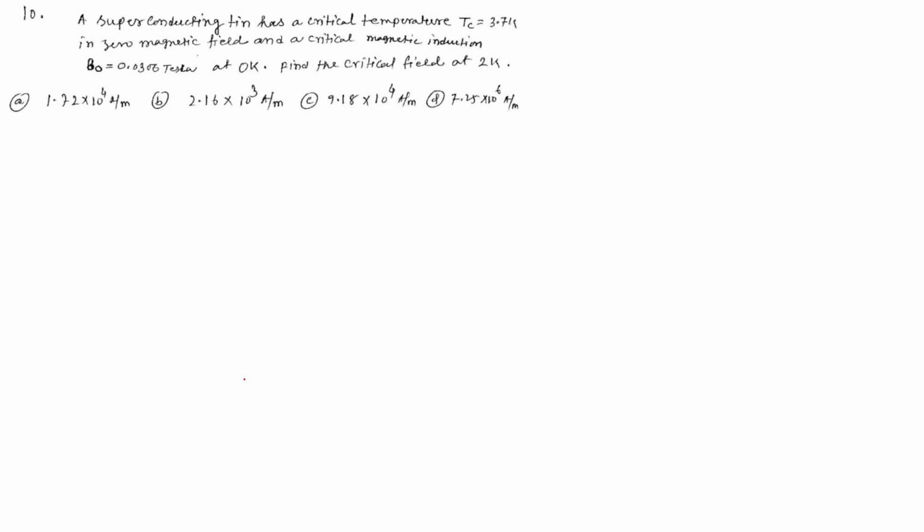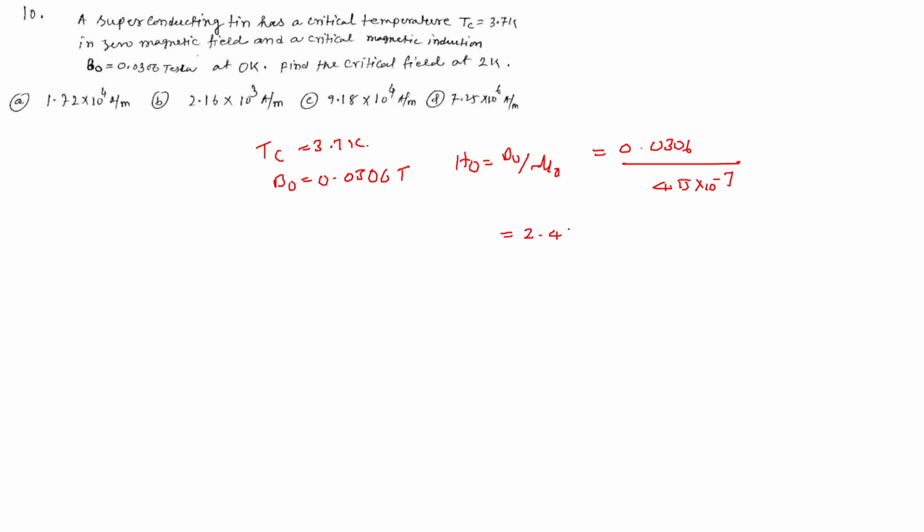So here the Tc value is given as 3.7 Kelvin. B0 value is 0.0306 Tesla. And the H0 value will be B0 divided by mu 0. So it will be 0.0306 divided by 4 pi into 10 to the power minus 7. So that answer will be 2.43 into 10 to the power 4 ampere per meter.